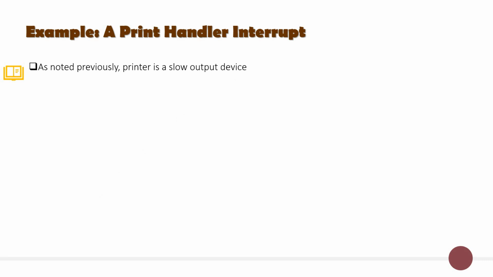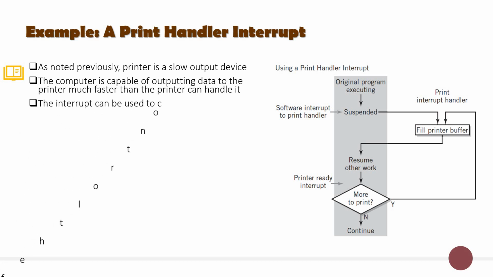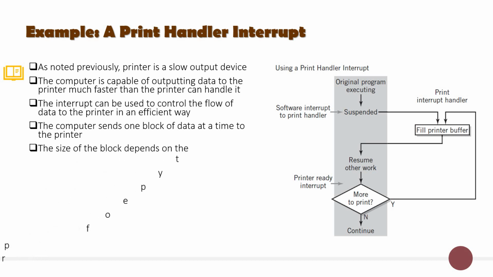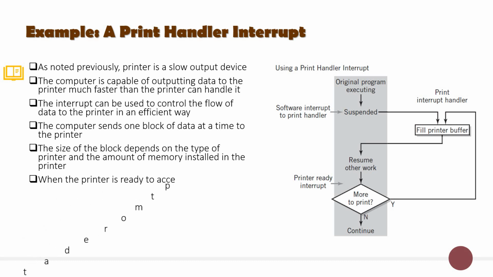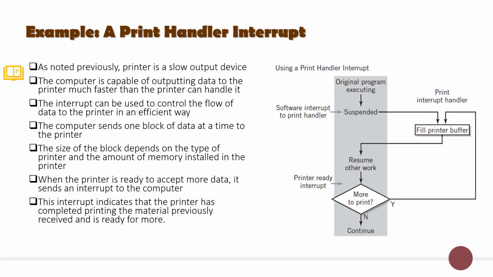As noted previously, a printer is a slow output device. The computer is capable of outputting data to the printer much faster than the printer can handle it. The interrupt can be used to control the flow of data to the printer in an efficient way. The computer sends one block of data at a time to the printer. The size of the block depends on the type of printer and the amount of memory installed in the printer. When the printer is ready to accept more data, it sends an interrupt to the computer. This interrupt indicates that the printer has completed printing the material previously received and is ready for more.